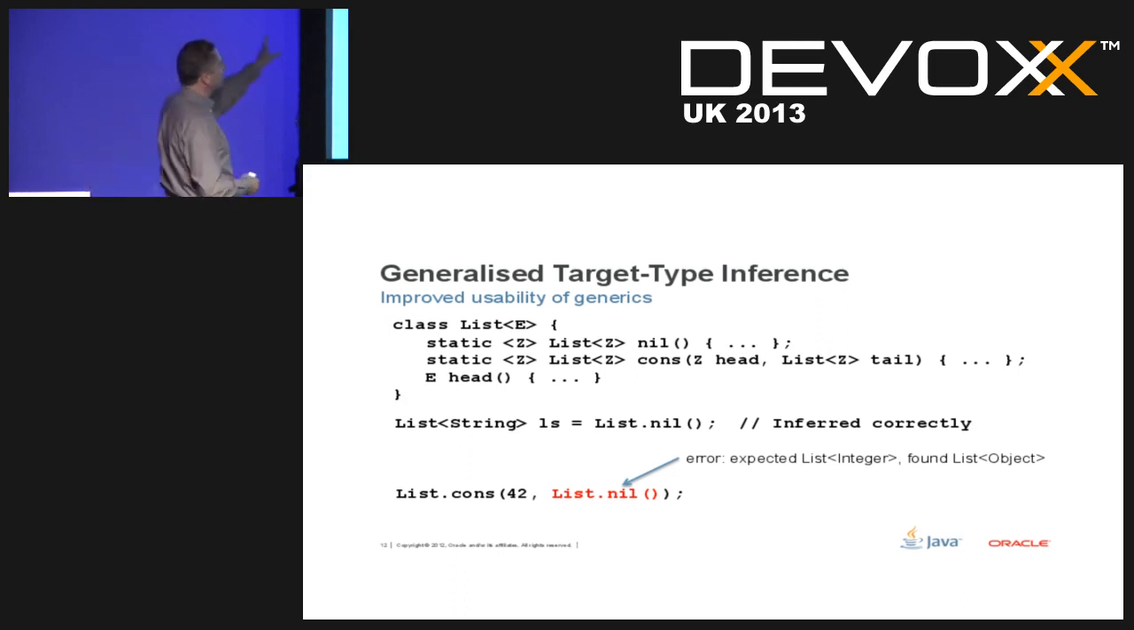then the compiler can infer that correctly, because it sees that on the left-hand side, I've got a type parameter of String, therefore it's easy for the compiler to infer that the type of the thing being returned is going to be of type String.